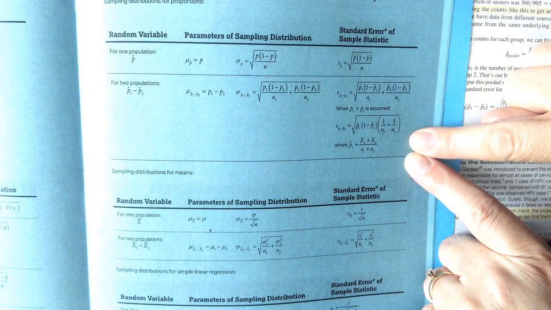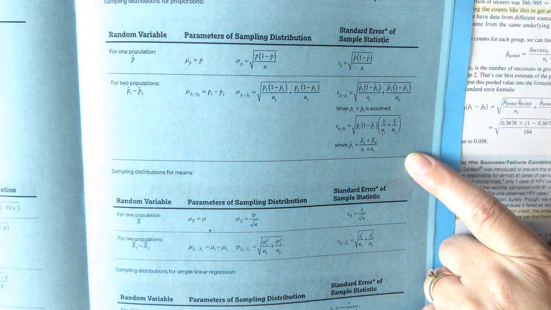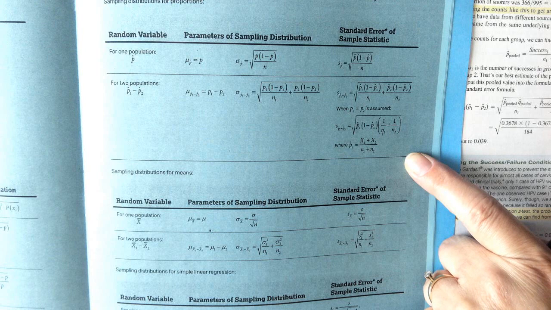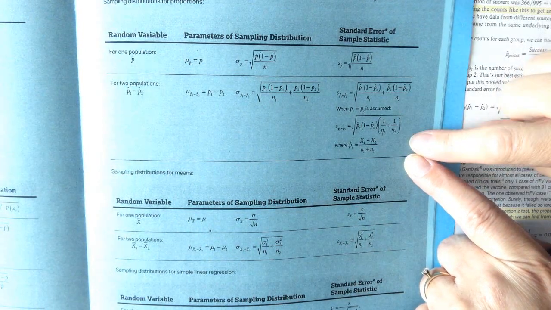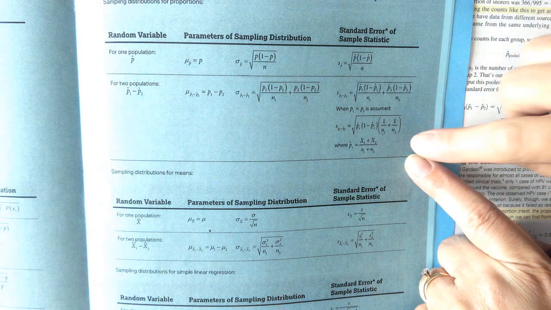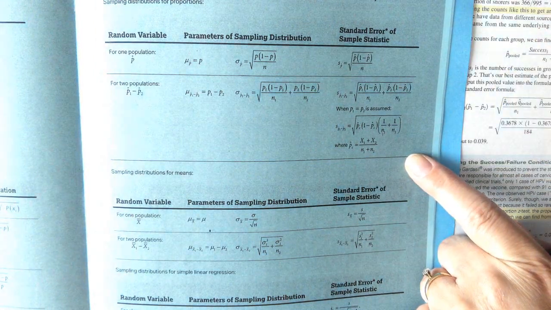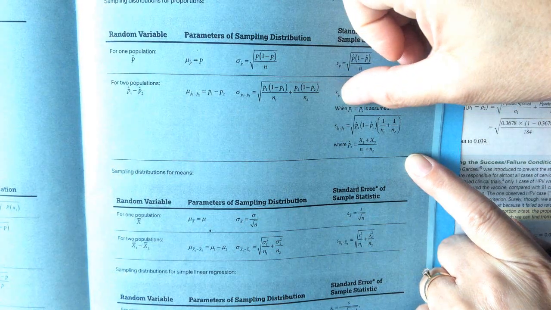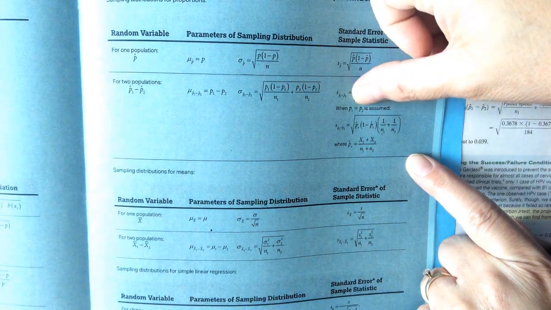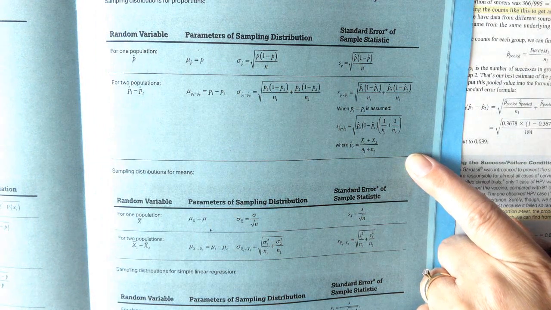This is a new view on things that might help some of you that are having trouble dealing with the formula. So let's try this one and see if you like it better. If you like it better, just use this one. And for heaven's sakes, on AP exam day, this is the one you're going to look up and use. But you've got to pay attention to this: when p1 equals p2. So you only use it when you assume they're the same, which means you only use it for hypothesis tests.